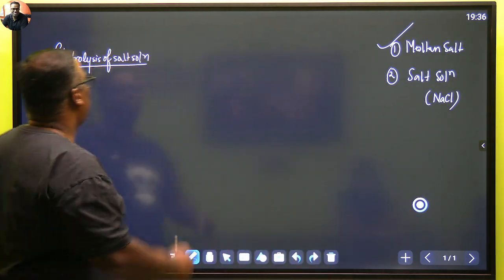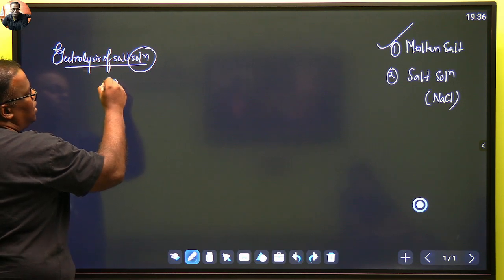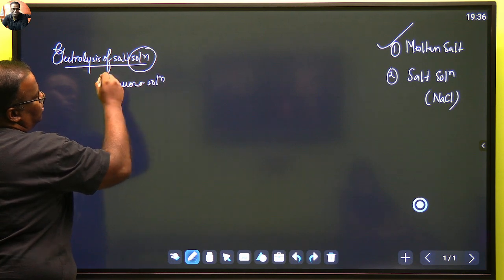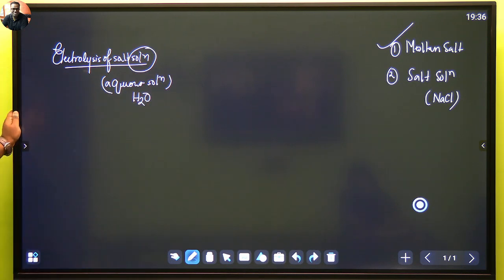Now when we talk about this word called solution, then all the solutions that we are making are aqueous solutions. Aqueous solution मतलब क्या है? Sir पानी आ गया है इसमें. Solution made in water is called an aqueous solution.